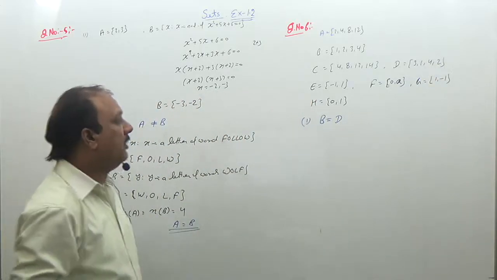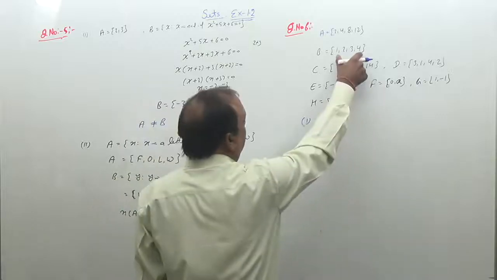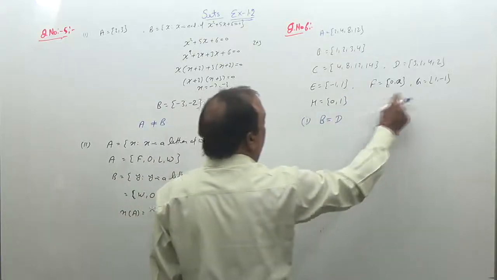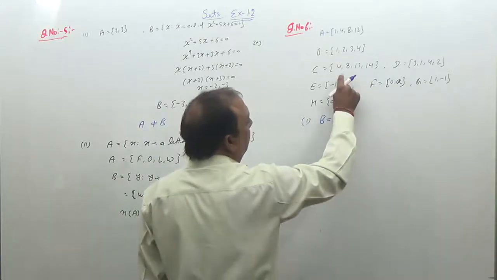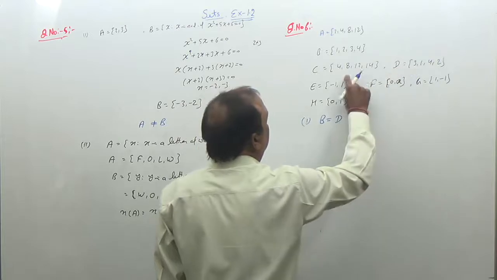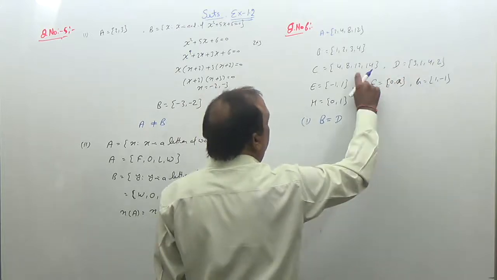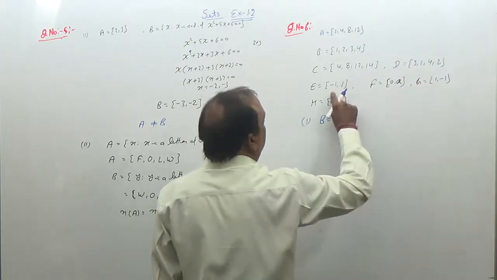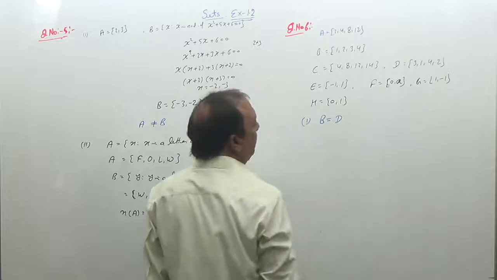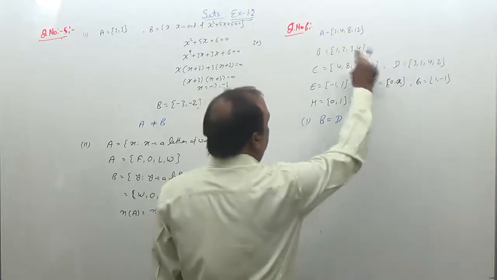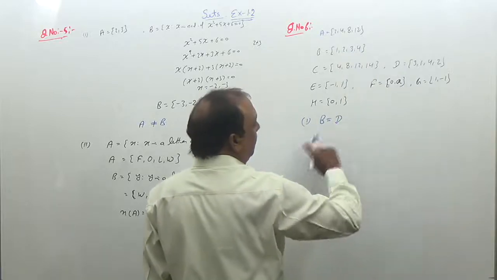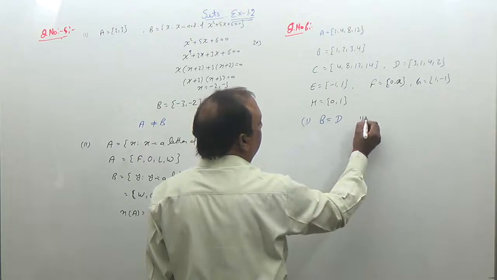Now, आगे किसी के भी इक्वल नहीं होगा, because this contains 4 elements and all these sets have 2 elements. Now C compared with D. C is not equal to D because of different elements. C is not equal to E, F, G and H, and D is not equal to any one of them except B. Next is the second pair.